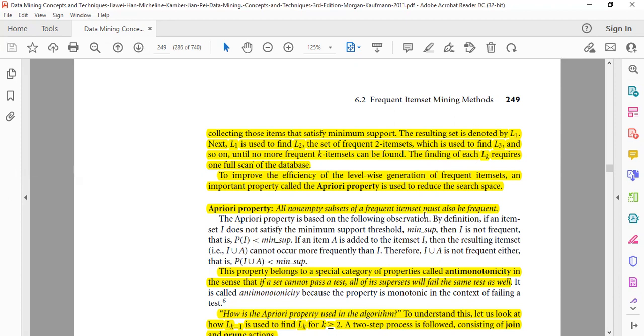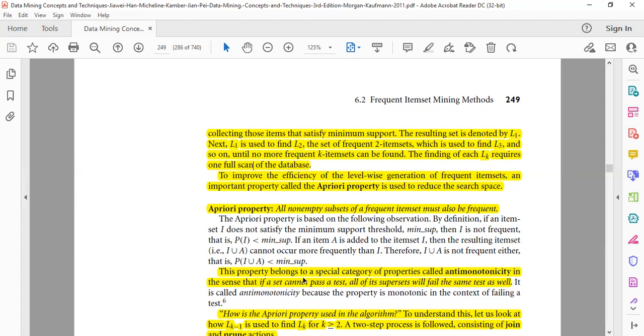This Apriori property says that all non-empty subsets of a frequent item set must also be frequent. What this means is, if I have a 3-item set with the items I1, I5 and I7, then each of the individual items I1, I5 and I7 should also be frequent. This property is called the Apriori property. It helps us reduce the search space and makes the algorithm work faster.